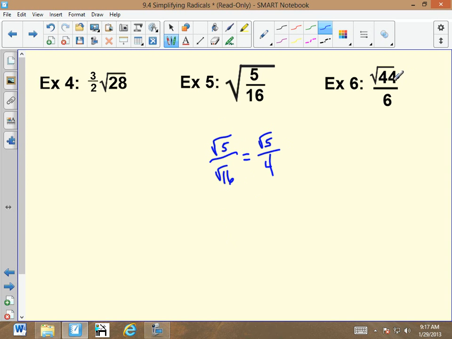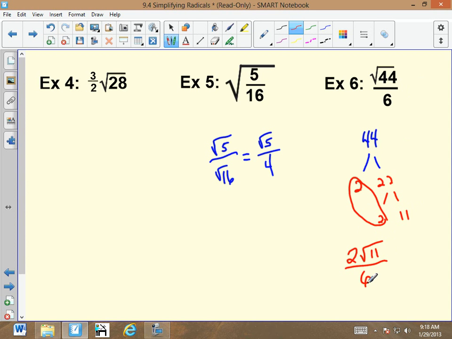Over here, 44 is not a perfect square, so I'm going to have to factor that. So I'm going to factor 44. 2 goes into 44 22 times. 2 goes into 22 11. 11 is prime. Nothing will go into 11 except 1 and itself. So here I have a pair of 2's, so they're going to move out of the factor house. So I'm going to have 1, 2 out of the factor house, but inside my factor house has to be the 11. And 6 stays on bottom.